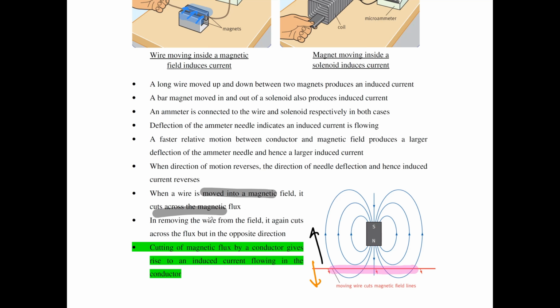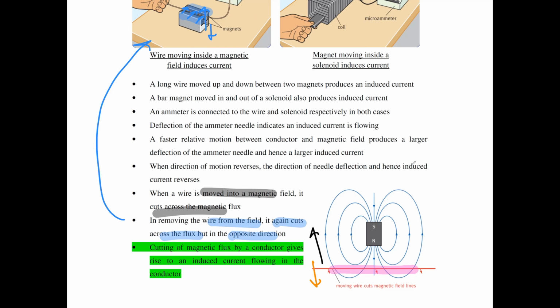So here in the next point in your notes, it was mentioned that if you remove the wire from the field, it again cuts your magnetic flux, but in the opposite direction. It's actually referring to this one at the top. If you move your wire down, you're cutting magnetic flux. If you move your wire up, trying to move it out from the field, you're also cutting magnetic flux. But your cutting is in the opposite direction, so the induced current is also in the opposite direction.